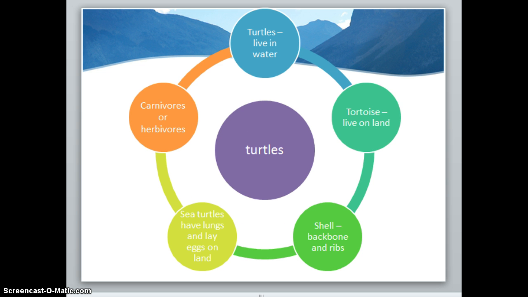And lastly, turtles, they live in the water. Okay, a tortoise will live on land. Their shell is their backbone and ribs. Sea turtles have lungs and lay eggs on land. So sea turtles, even though they swim in the water, they come to the surface to breathe. Some turtles are carnivores and some are herbivores.